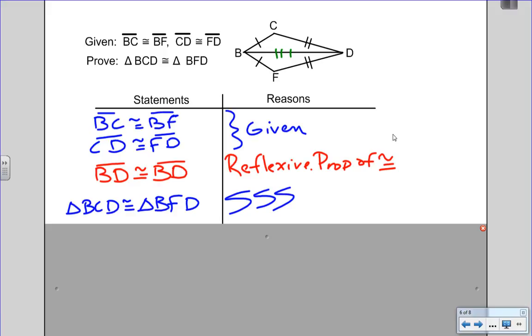So triangle BCD and triangle BFD are congruent to each other. You must have an order that has B either first, middle, or last on both of them, and D either first, middle, or last on both of them. And then C and F need to be in the same spot also when you're naming. So there are different ways to name them, but you need to make sure that their order is corresponding.